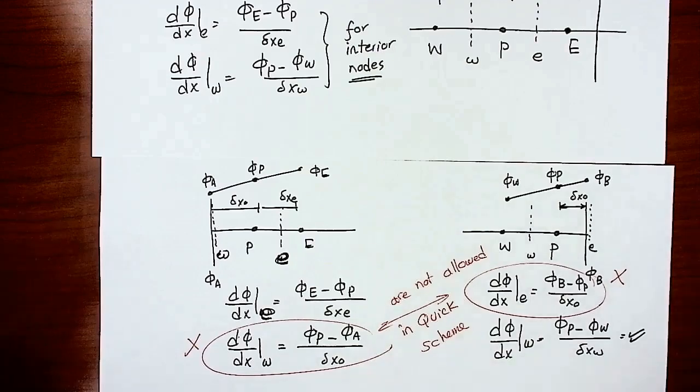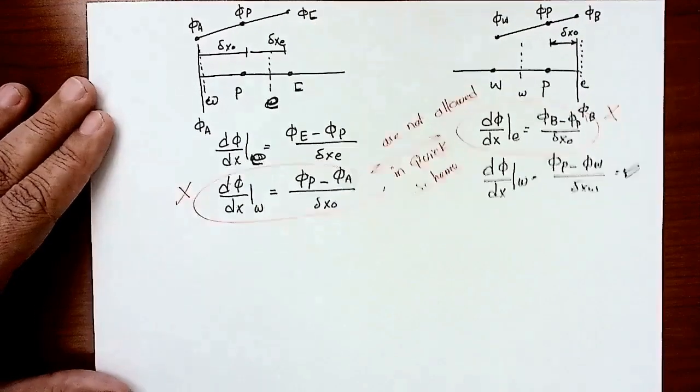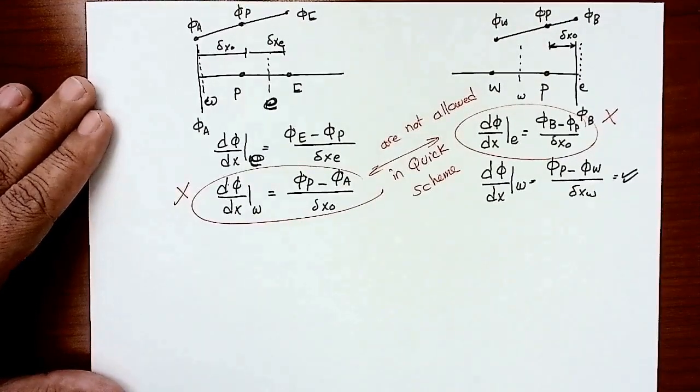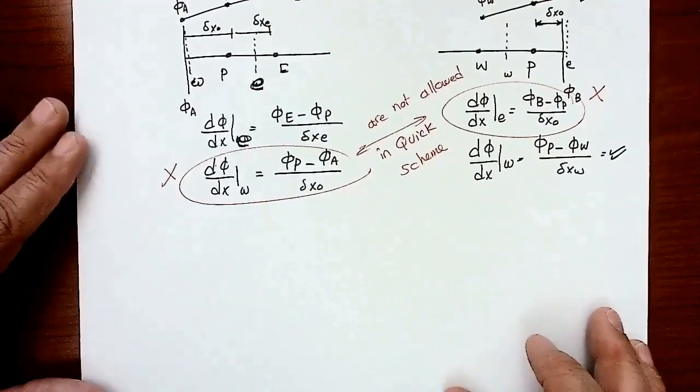If you come to the boundary nodes, that delta x node approximation is not going to work anymore. And we will see how to deal with that when we go to the example. So now let's see how we're going to actually derive that quadratic equation as described in the QUICK scheme description.